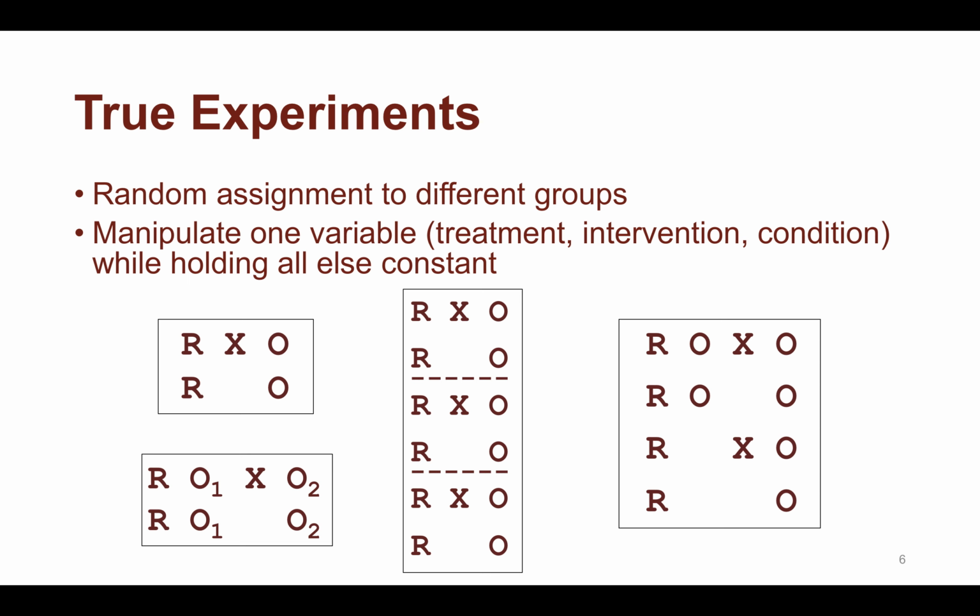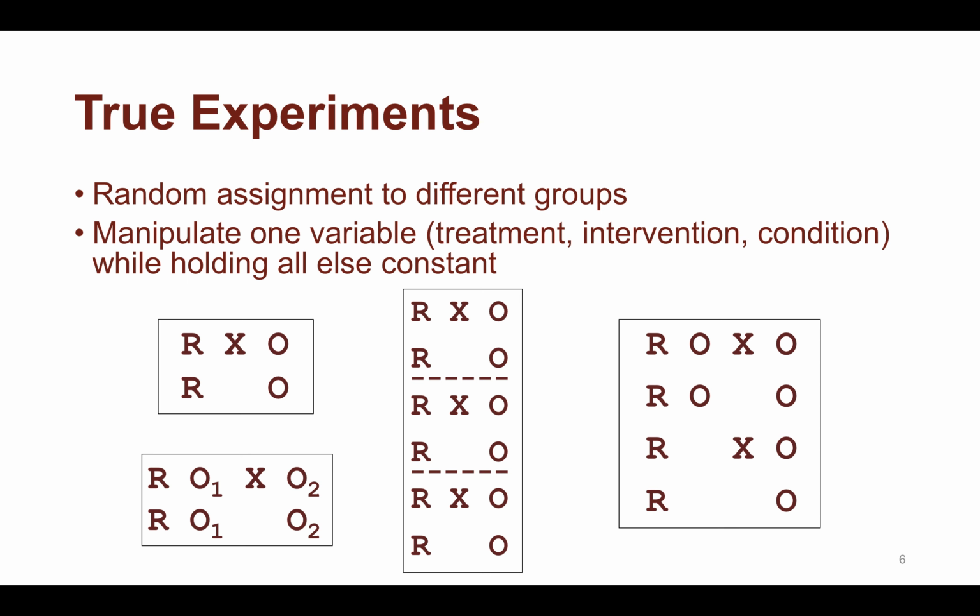So in the box on the left at the top, we have random assignment into a treatment group and a control group, and there's just an observation after the experimental condition is introduced. The box below that is basically the same, except in addition to the post-observation, we also have pre-observation.